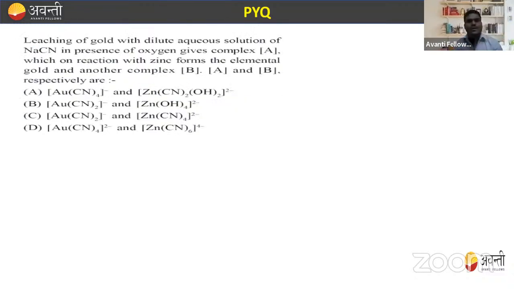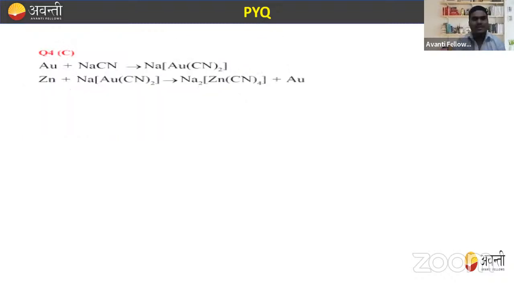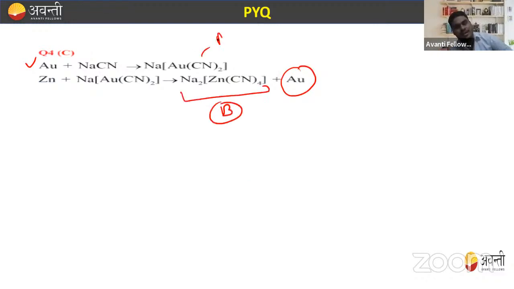Right. Now, leaching of gold with a dilute aqueous solution of NaCN in the presence of oxygen gives complex A, which on reaction with zinc forms elemental gold and another complex B. What are A and B respectively? So you have to identify A and B. We know that when gold is treated with NaCN, the formation of the Na[Au(CN)2] complex takes place. Now, when this complex is treated with zinc, then gold plus another complex is formed. So this is our B and this is our A.